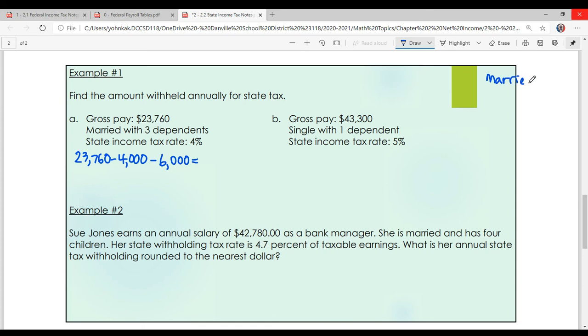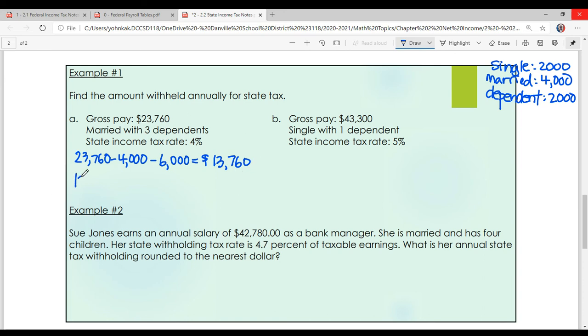So maybe we'll just write it over here. Married is $4,000. Single is $2,000. And each dependent is also $2,000. Okay, so the first thing you want to do is figure out what your taxable wages are. So if I subtract this, I get $13,760. That's how much money the state will tax me on.